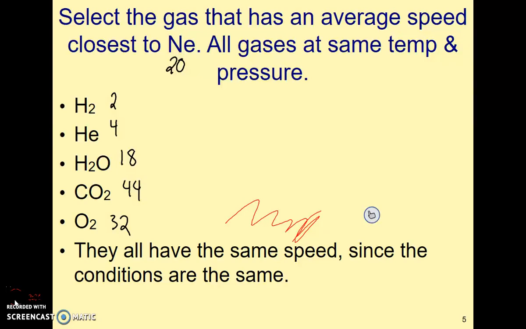So we were asking which one, at the same temperature and pressure, which one of these gases is going to have the closest speed to neon. And I wrote down next to all the elements the molar masses. Okay? And remember, speed is related to the molar mass. The lighter the molar mass, the faster the molecule will go at the same temperature. So the one that has a molar mass closest to neon is water. So neon and water at the same temperature and pressure will have the closest speed.